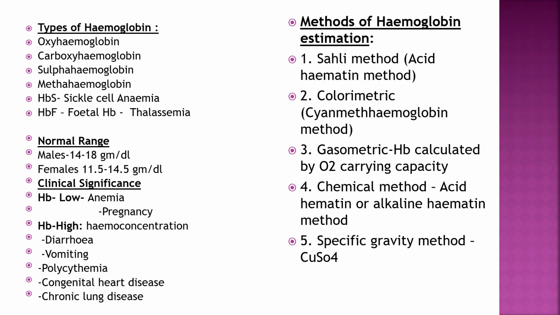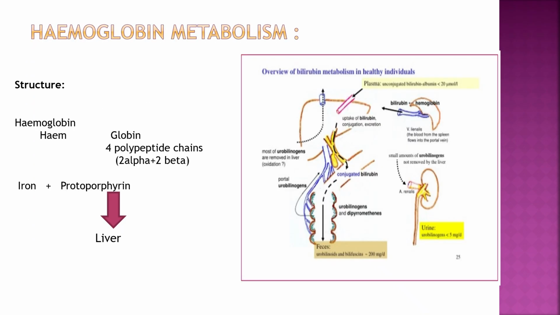Normal range of hemoglobin in males is 14 to 18 gram percent, and in females it is 11.5 to 14.5 gram percent. In liver, here you can see this cycle. So in liver, protoporphyrin forms, which is of 4 protoporphyrin rings. It is combined with glucuronic acid and forms conjugated bilirubin.